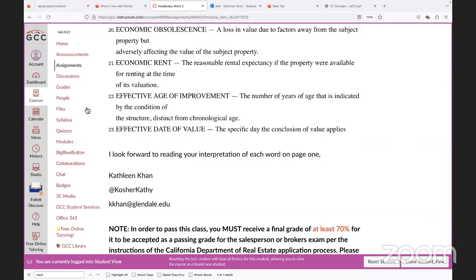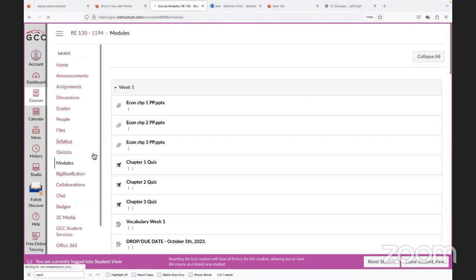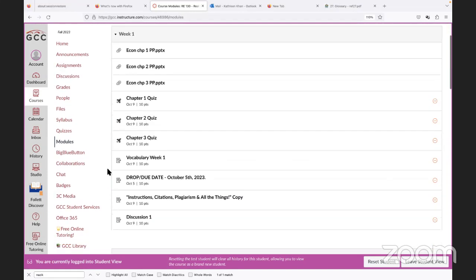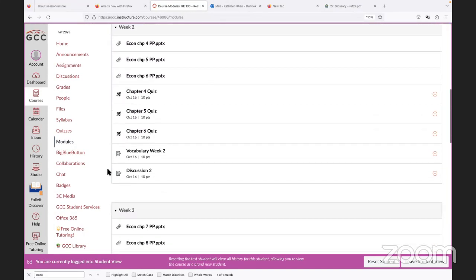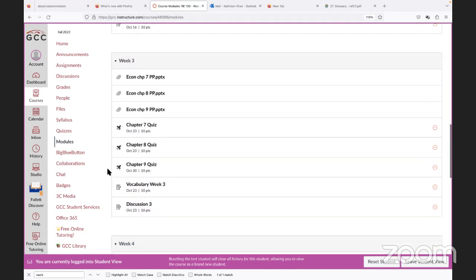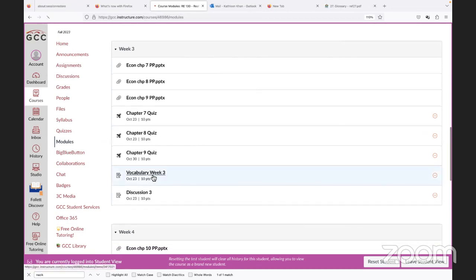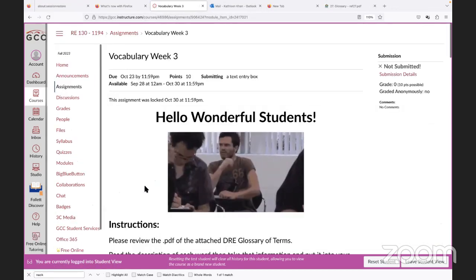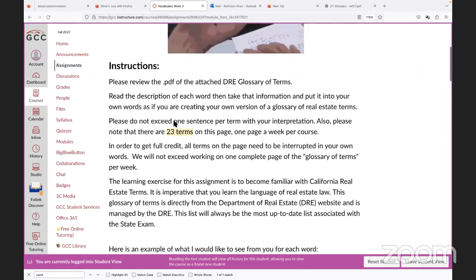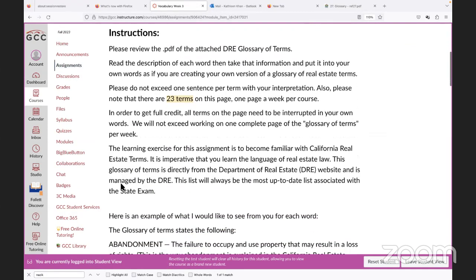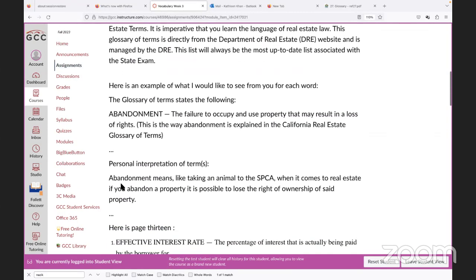Now let's go back over to modules. Let's make sure, because I want to make sure that each week we'll do the first 3 weeks, and then I think you guys will be fine. Week 3, vocabulary, week 3. Hello, instruction, PDF. There's 23 terms, hopefully. It's not the same 23, right?